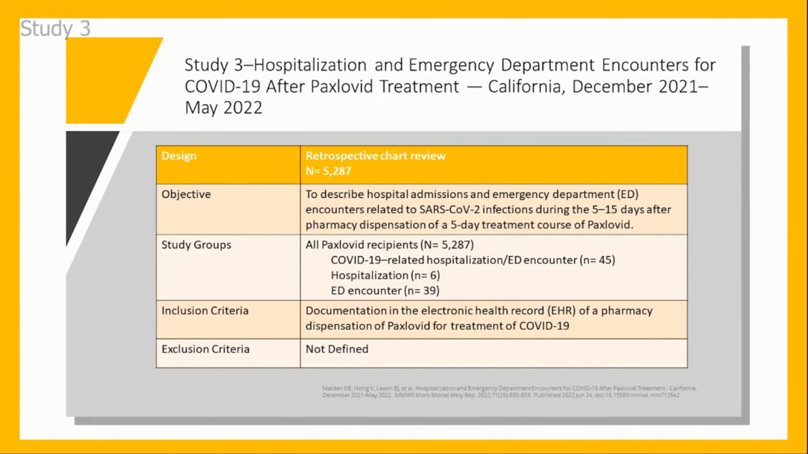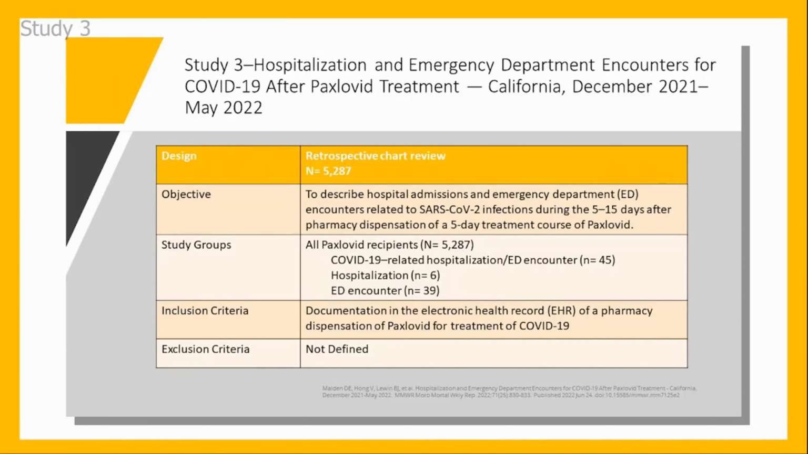The third study we'll discuss was published in the Morbidity and Mortality Weekly Report, or MMWR, in June 2022. This study was also a retrospective chart review of patients who received nirmatrelvir ritonavir after a COVID-19 diagnosis. In total, 5,287 charts were reviewed. The objective of this study was to describe hospital admissions and emergency department encounters related to SARS-CoV-2 infections during the 5 to 15 days after pharmacy dispensation of a 5-day treatment course of nirmatrelvir ritonavir.